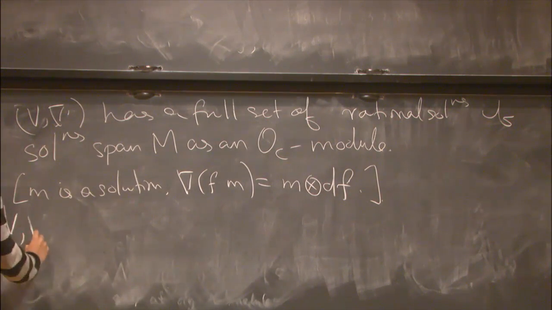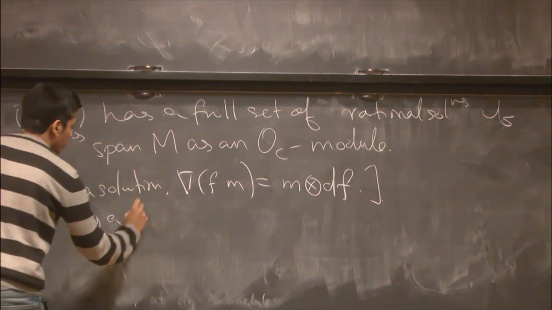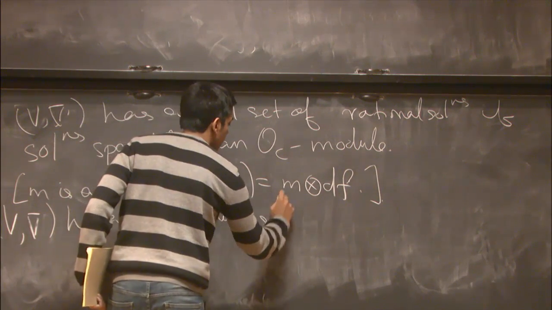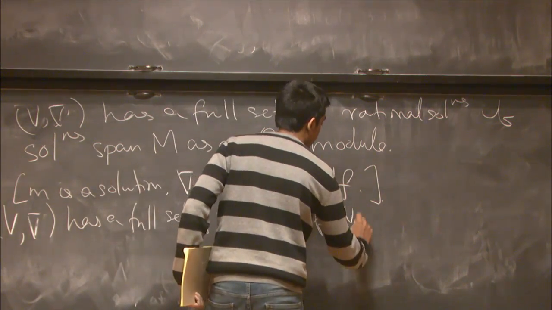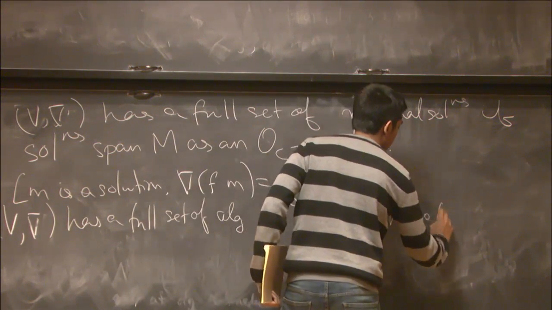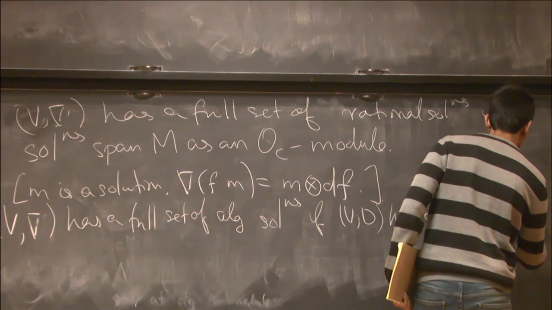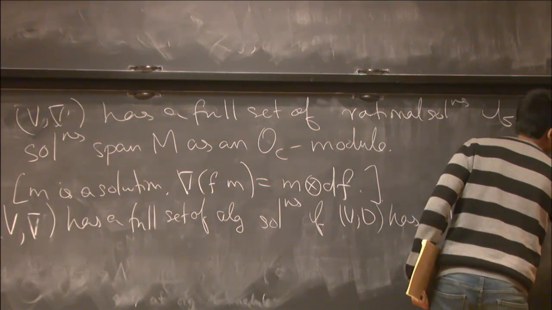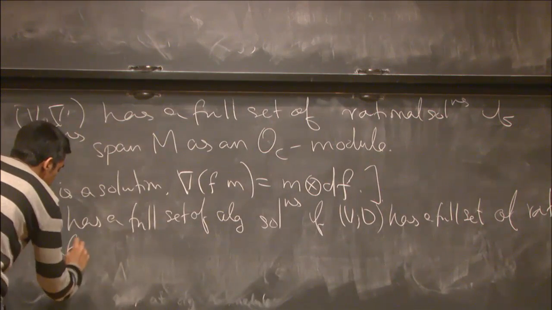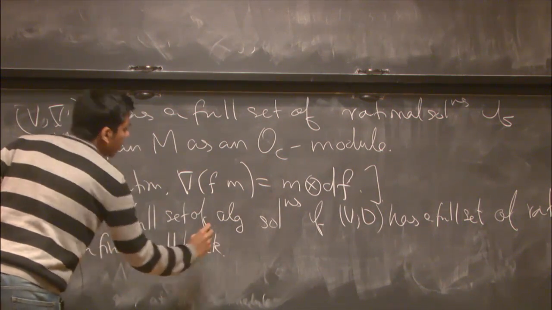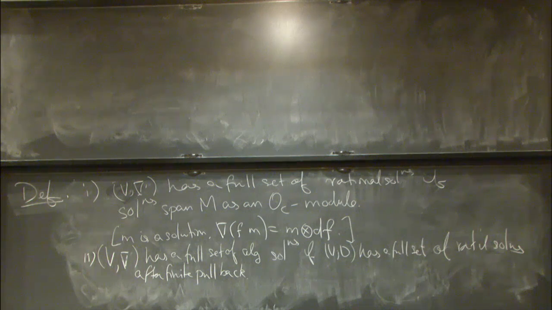And we say that the vector bundle with connection has a full set of algebraic solutions if you have a full set of rational solutions after taking a finite pullback of C. And the question is, given a vector bundle with connection, can we come up with an arithmetic criterion that tells us when it has a full set of algebraic solutions?